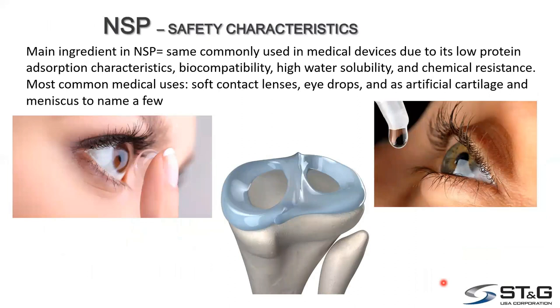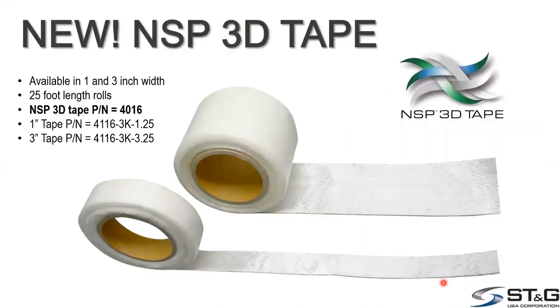The other thing with NSP is the health benefit of it, because the safety of it, it's a body-friendly material. The base product to make NSP, or the main ingredient to make NSP, is body-friendly. It's used to make contact lenses, eye drops, cartilage, and ligament replacements, just to name a few. So you can see that it's not going to kill you. It's not trying to kill you like carbon fiber.